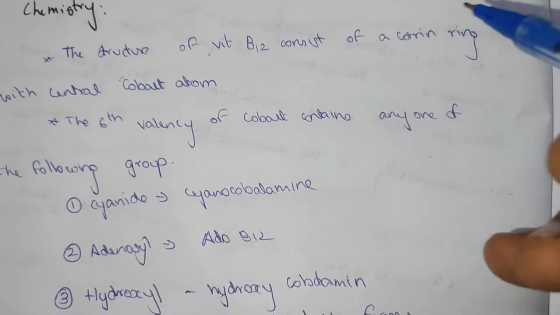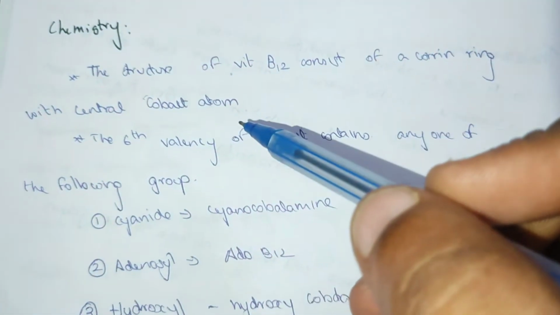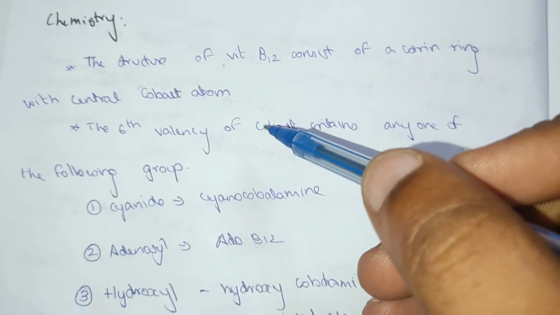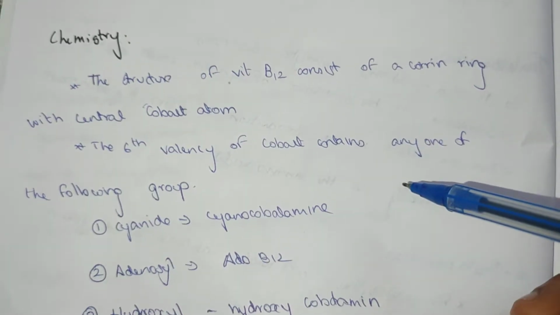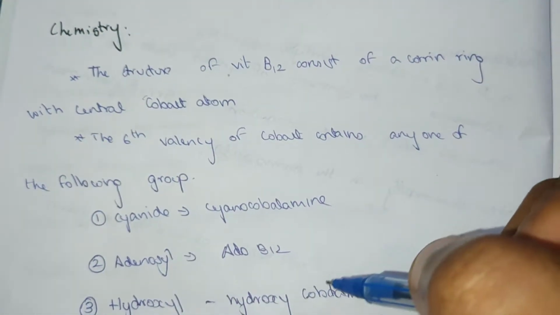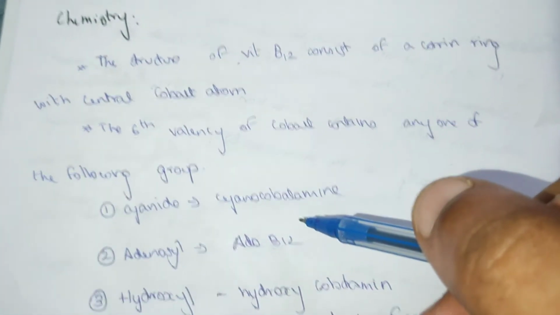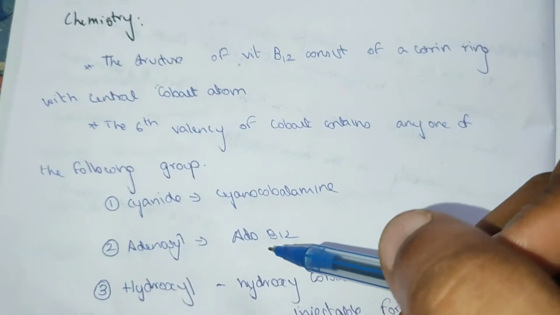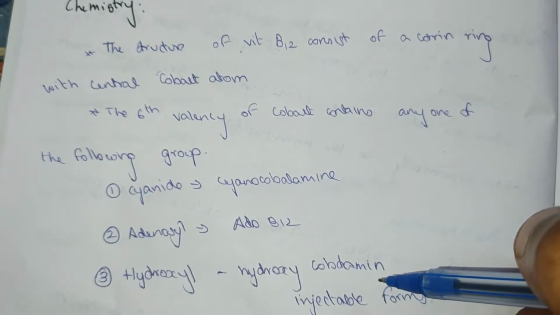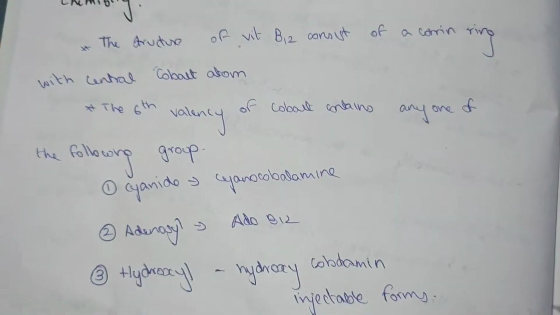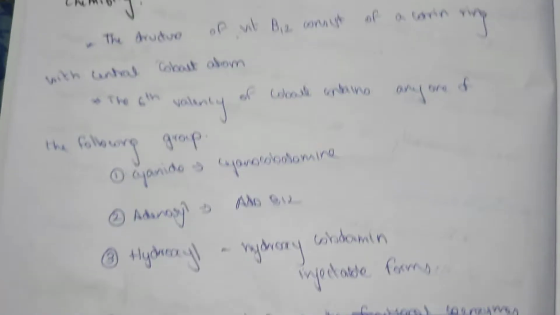Now we will see about the chemistry. The structure of vitamin B12 consists of a corrin ring with a central cobalt atom. This cobalt atom has a valency number of 6, and the sixth group contains different groups, for example cyanide, which forms cyanocobalamin, adenosyl, which forms ADO-B12, hydroxyl, which forms hydroxycobalamin, which is used in injectable forms, and methyl, which forms methylcobalamin, which is the major form in blood.